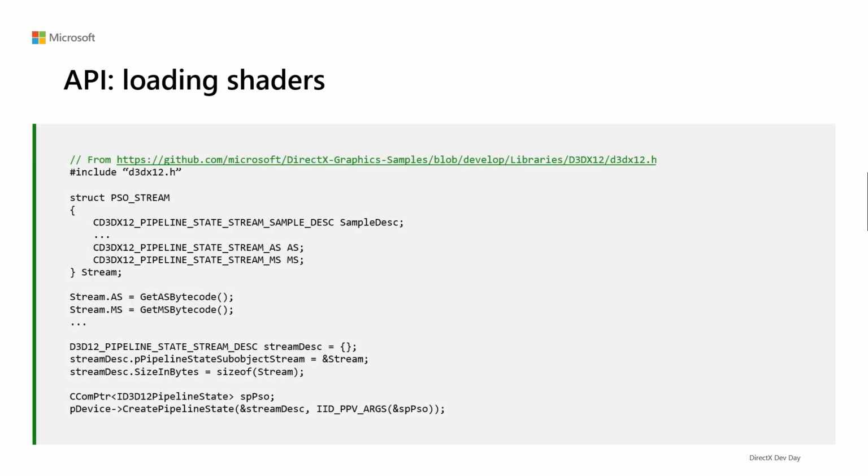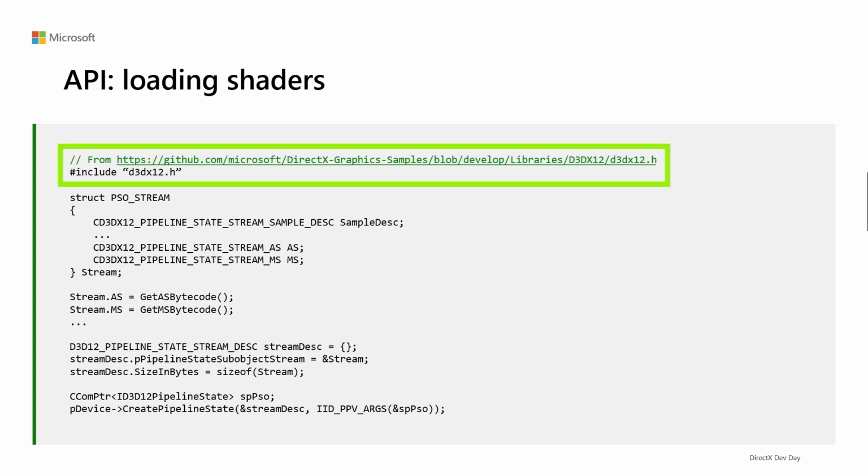Loading the shaders uses a newish mechanism that many of you are probably not familiar with. This has actually been in D3D for a while, but it hasn't been that widely used until recently. You don't have to use this, but it's strongly recommended. Grab a copy of the D3DX12 header from this GitHub repository. This provides a bunch of helper structs that will make creating your shaders much, much simpler.